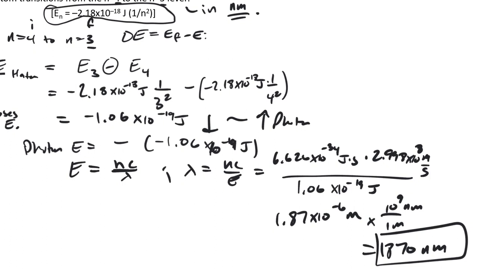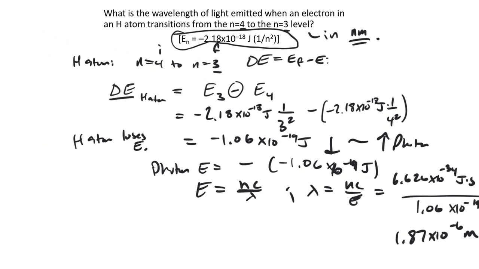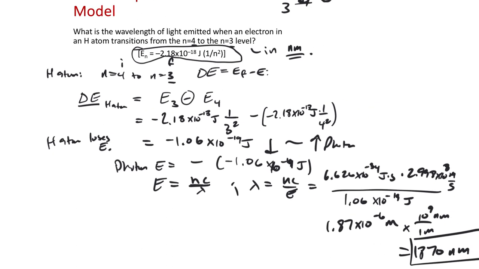Now the visible is 400 to 750. This definitely isn't in the visible region. So if you're wondering why it was just the two: it was 3 to 2, 4 to 2, 5 to 2, 6 to 2. Those were the 4 visible peaks that we saw in the visible transition. This one here would be in the infrared. So this is an IR transition.